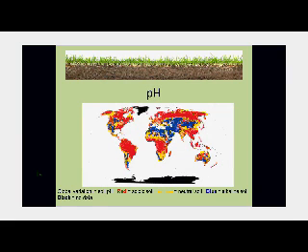This is just a map showing you kind of a worldwide view of what our pH ranges look like. Your red zones there are your more acidic type soils. The yellow areas are neutral. The blue are your alkaline type soils.